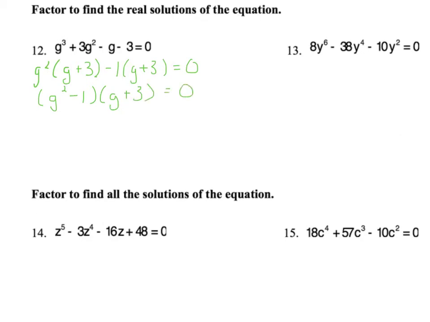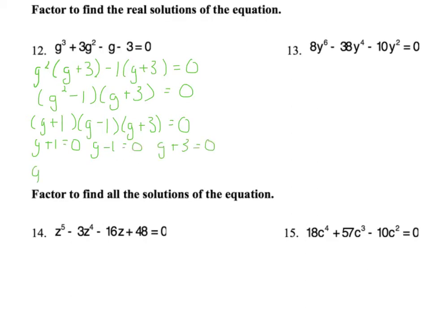And then I can factor g squared minus 1 further to g plus 1, g minus 1, and then g plus 3. So now I want to take each factor and set it equal to 0. And then I'll note that my 3 zeros are negative 1, 1, and negative 3. And it would make sense that we have 3 zeros because we have a third degree polynomial.